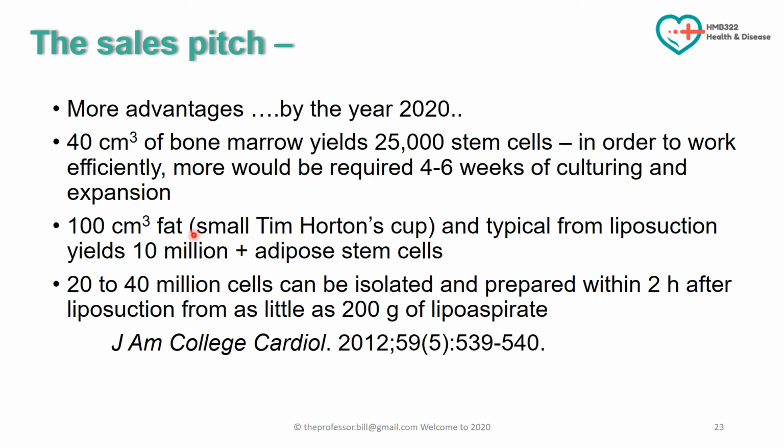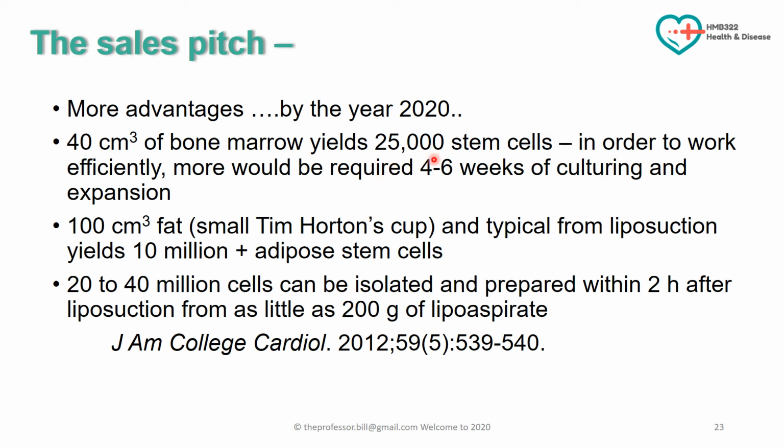If you were to remove from the paniculus about 100 cubic centimeters, it sounds like a lot, 100 cc's, which is about the size of a small Tim Hortons cup. And this is typical from what you get from a liposuction. You would be able to yield about 10 million plus adipose stem cells. And this, again, look at the size difference in terms of the numbers. You don't really have to expand these stem cells very much. So again, 20 to 40 million of these cells can be isolated, prepared within 2 hours after liposuction with as little as 200 grams of this lipoaspirate. So two individuals coming in, get the stem cells out, and you'd be able to use them. You don't have to expand them.